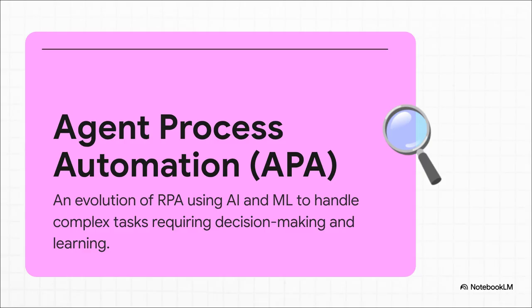By bringing in artificial intelligence and machine learning, APA can go way beyond simple rules. It can handle complex processes, make decisions, and even learn from its experiences. It's designed to tackle messy, unstructured data. Think emails, PDFs, documents, the kind of stuff that would totally stump a basic RPA bot.